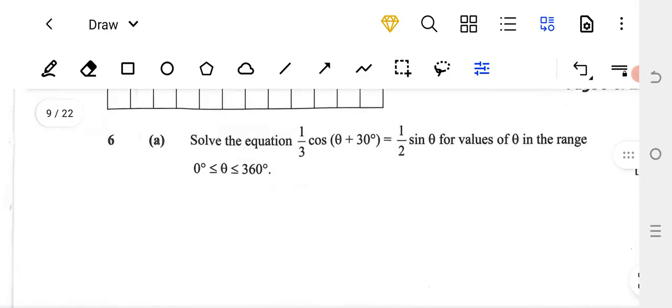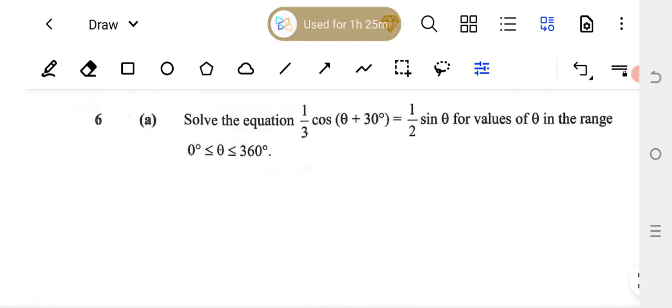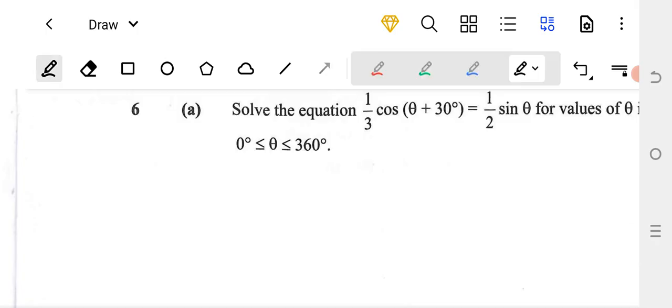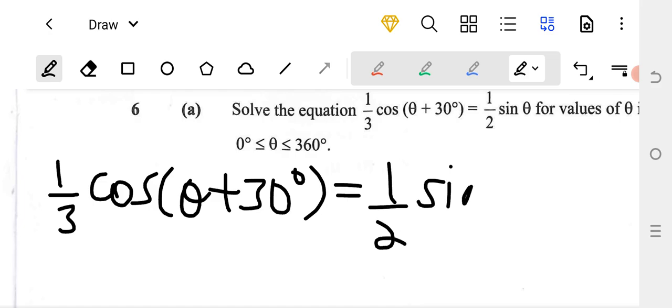Then you have your question 6 there, which is saying solve the equation 1/3 cos(theta + 30 degrees) is equal to half sine theta for values of theta in the range 0 degrees is less than or equal to theta, and theta is less than or equal to 360 degrees. To continue, you write the equation in your own ink. So it will be 1/3 cos(theta + 30 degrees) is equal to 1/2 sine theta.